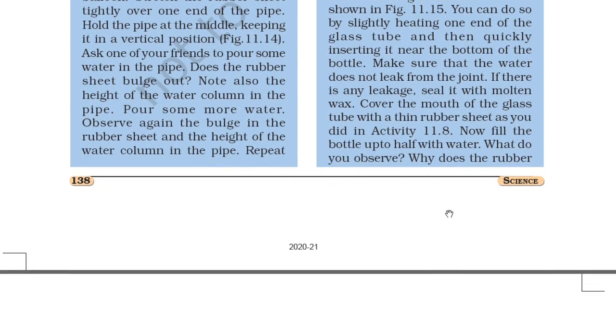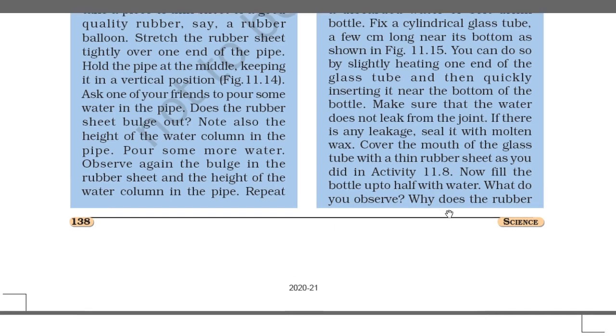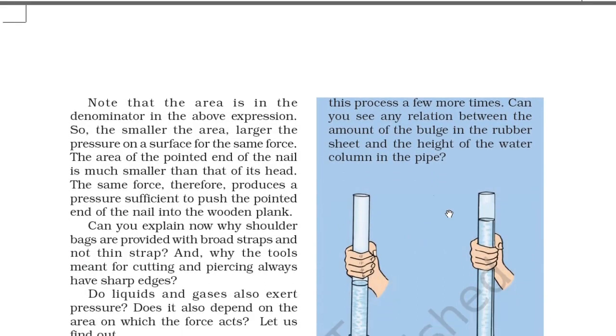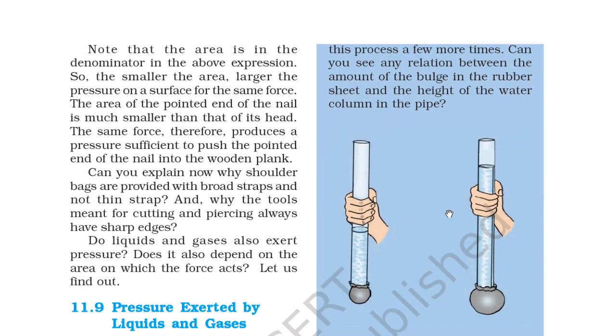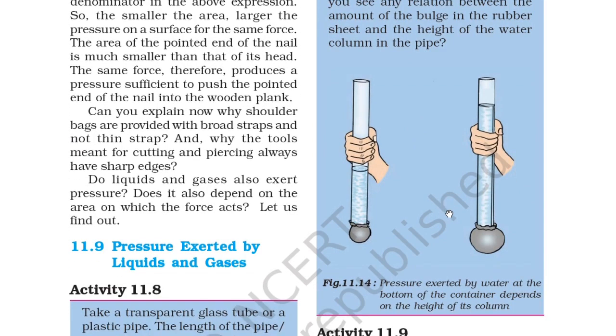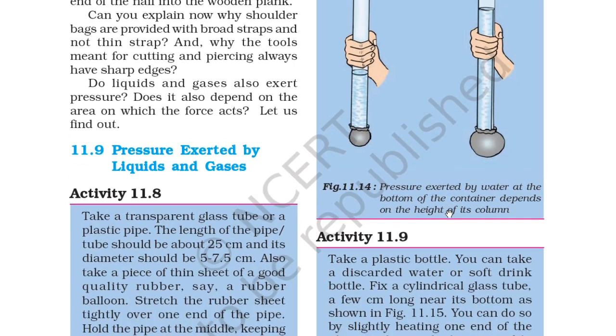So you can see it in figure 11.14. Ask one of your friends to pour some water in the pipe. Does the rubber sheet bulge out? Note also the height of the water column in the pipe. Pour some more water. Observe again the bulge in the rubber sheet and the height of the water column in the pipe. Repeat the process a few more times. Can you see any relationship between the amount of bulge in the rubber sheet and the height of the water column in the pipe? So you can see in the figure, pressure exerted by water at the bottom of the container depends on the height of the column.